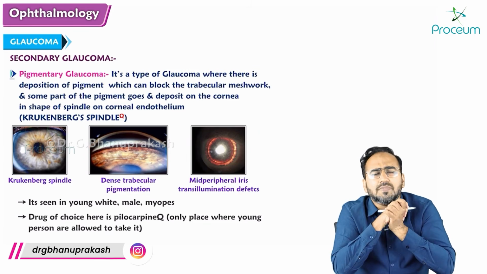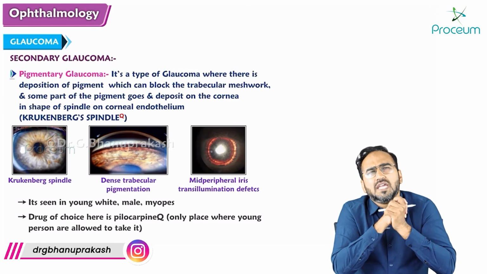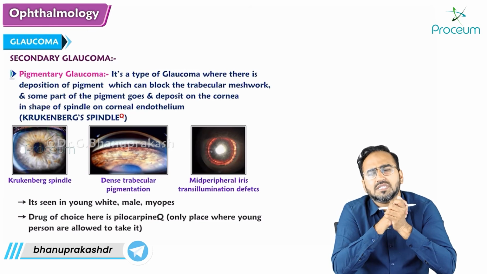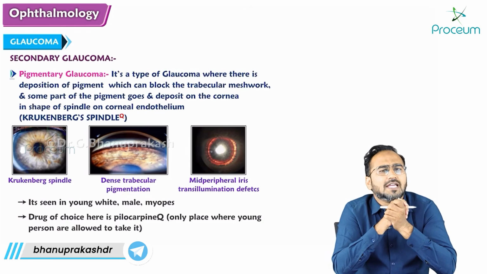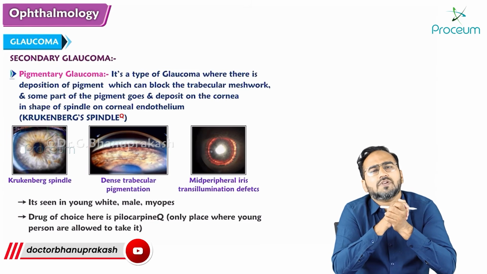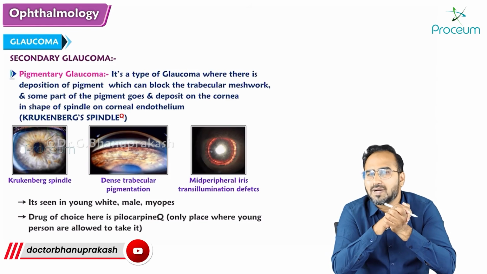Remember guys, what happens in pigmentary glaucoma is this. Which is the highly pigmented or highly colored area of the eye? It is the iris. In some conditions, the iris starts to melt off and it loses the pigment. That pigment goes into the trabecular meshwork and blocks it. Once the trabecular meshwork is blocked, the aqueous humor cannot flow out. That leads to raised intraocular pressure and hence glaucoma.